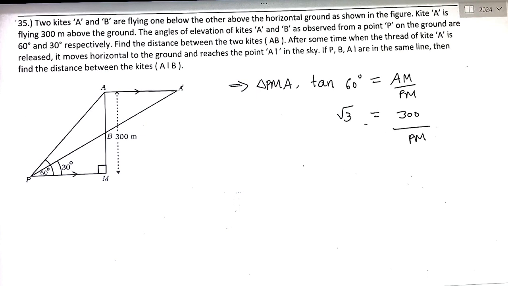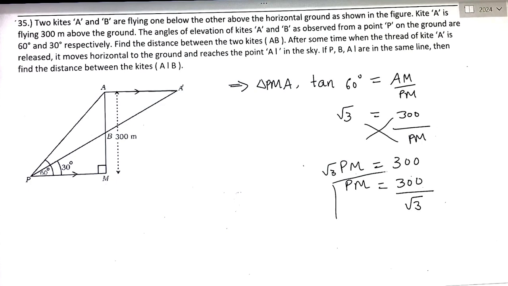So therefore just cross multiply it. That means root 3 PM is equal to 300. So PM is equal to 300 divided by root 3. Now we know the value of PM. How much? 300 by root 3.